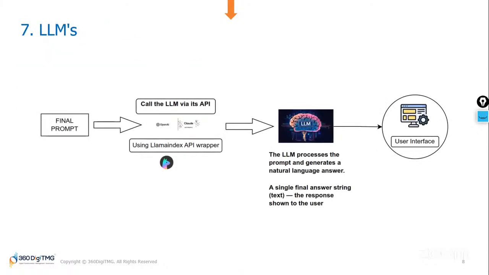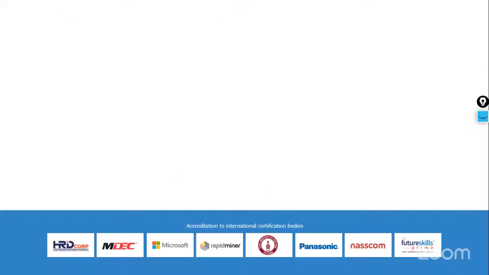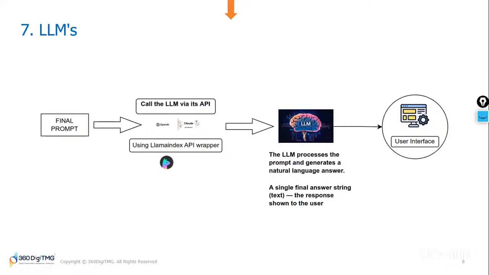Then finally, everything comes together when the LLM will process this retrieved content and it will provide a human-like response. This is the end product that you see, the answers, the summaries, the insights. Okay, these are all generated based on how well the system was set up.